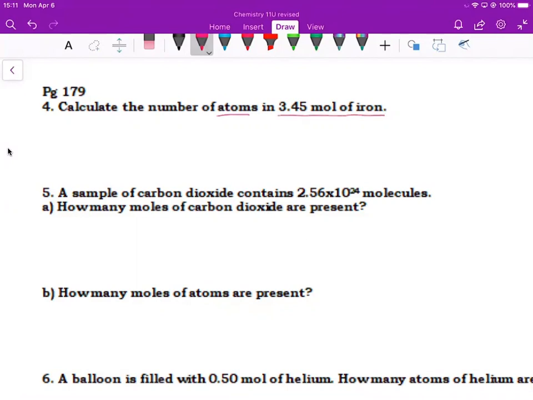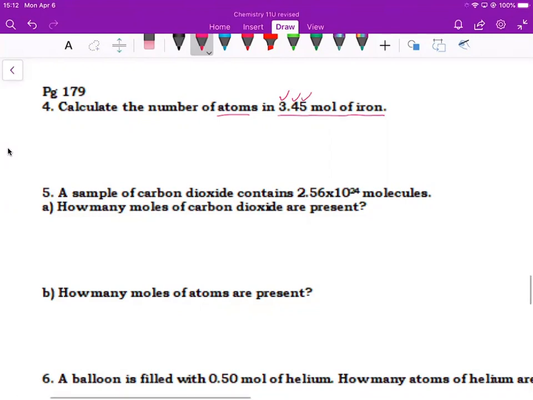The first thing I'm going to point out is that we have 1, 2, 3 numbers of significance. I know that some of you have a physics background, so you'll know what significant figures and significant digits are and why they're important. We're going to naturally get used to them as we practice more and more. So, calculate the number of atoms in 3.45 moles of iron.